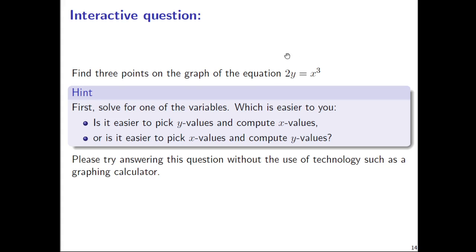I want to really encourage you to practice what's going on without starting with a graphing calculator, for instance. We're trying to build up and understand how a graphing calculator even gives us what it gives us.